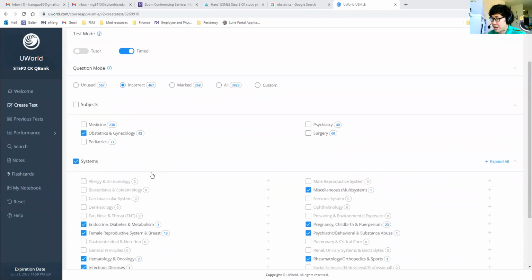OB-GYN is not super high yield on the actual Step 2 exam. I believe only 5 to 10% of questions are going to be about OB-GYN. However, when you're taking the test, it always feels like a lot more than that. It's a topic that's not very heavily covered in Step 1. As a result, this area is going to be challenging for many students.